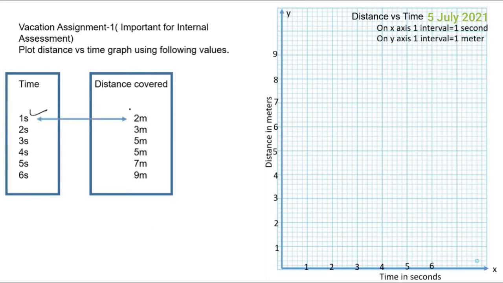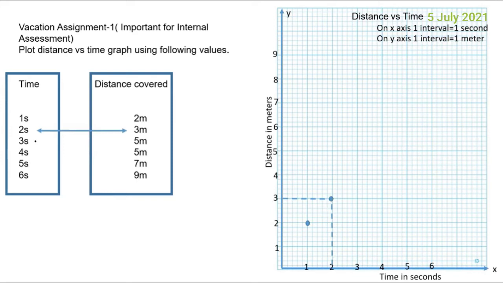For the first second, it is 2 meter, and where is the first second? The first second is here. And for the first second, how much distance is covered? The distance covered is 2 meter. So you have to take two dotted lines here, or simply find where those two lines meet. This is the point we require here. So 1 second, 2 meter, and next 2 second, 3 meter. So 2 second, 3 meter distance, and they meet here, and that is the line.